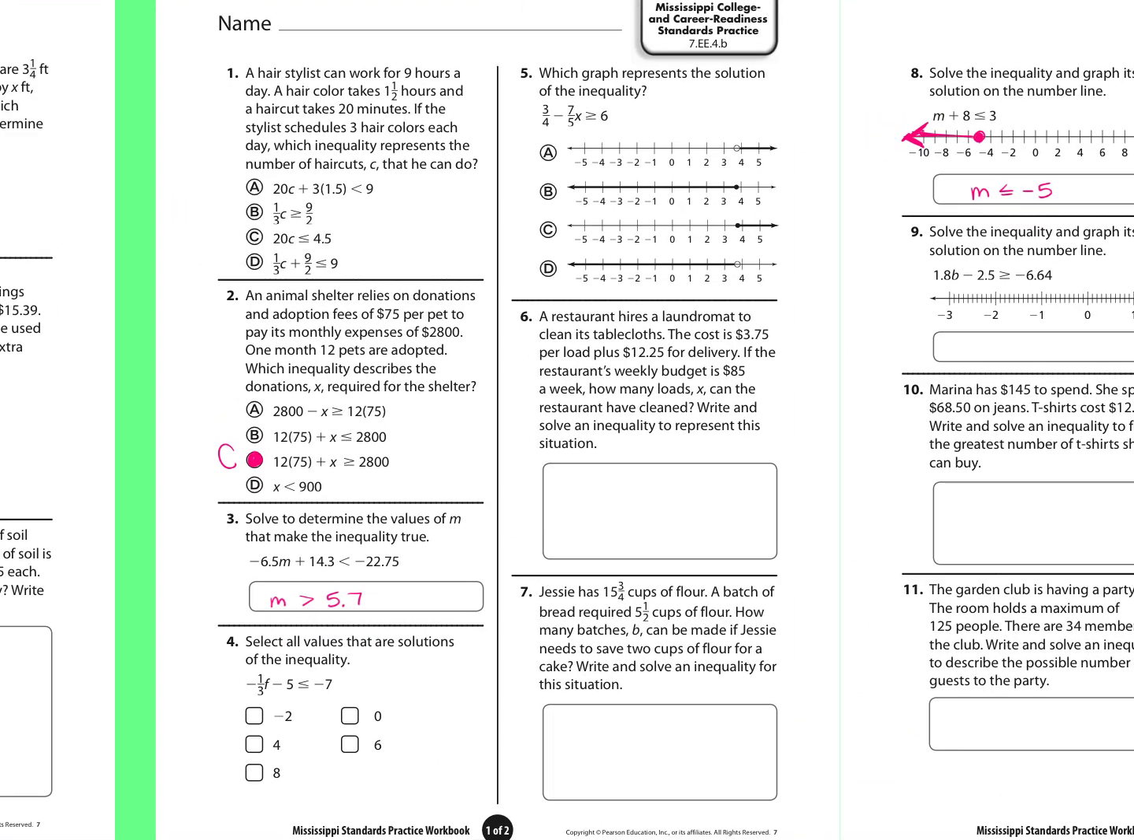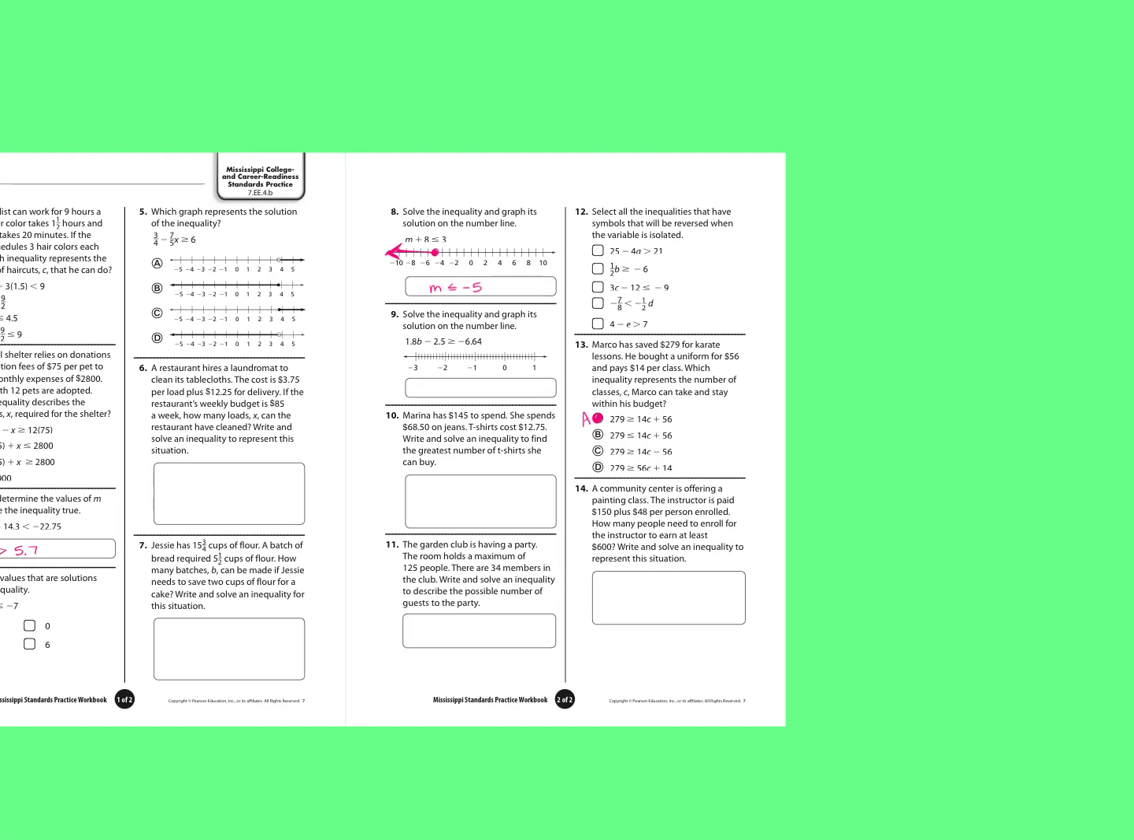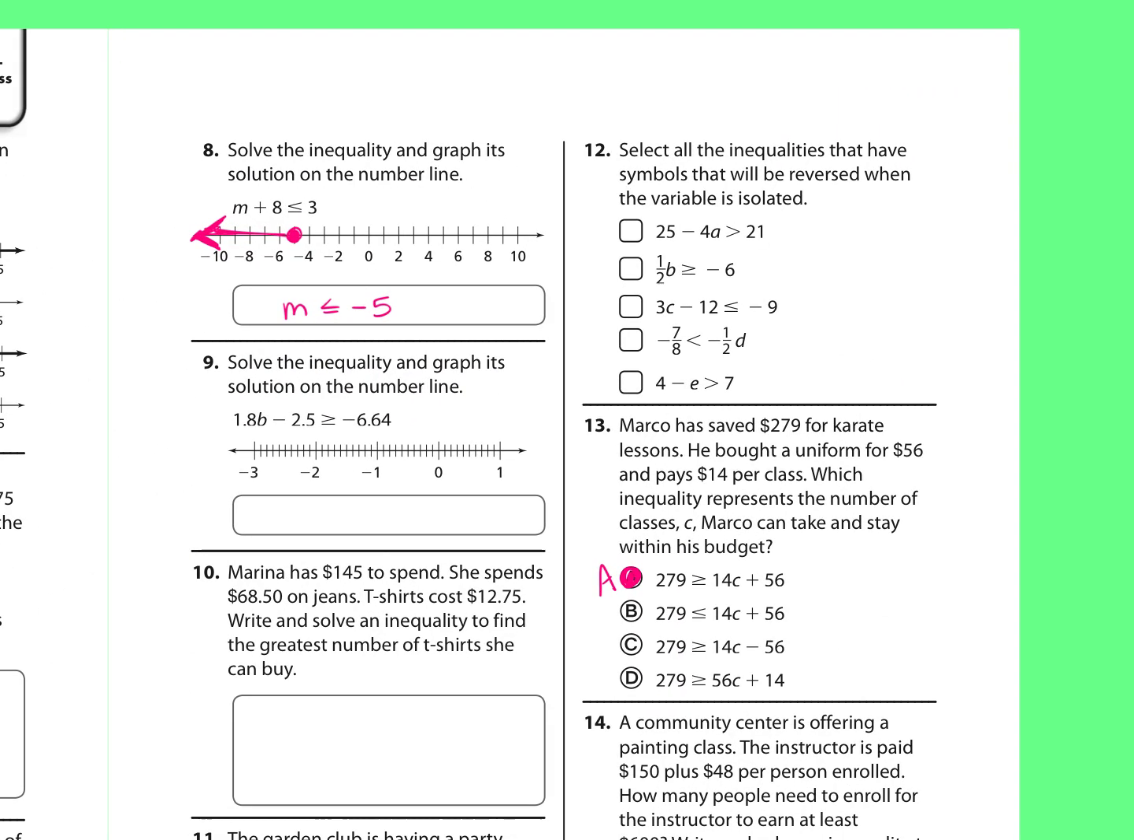EE4B, number 2 is C. 3 is M is greater than 5.7. Number 8, M is less than or equal to -5. And 13 is A. Now we're going to go back through and go over any questions you might have missed.